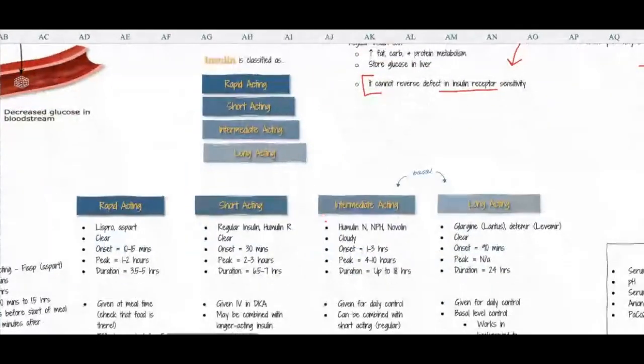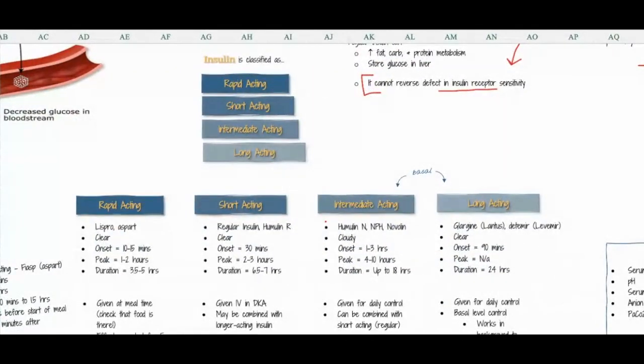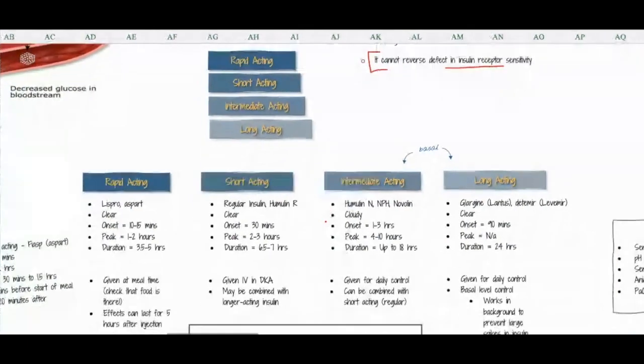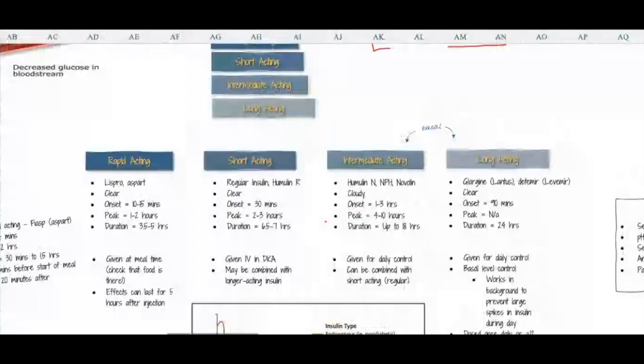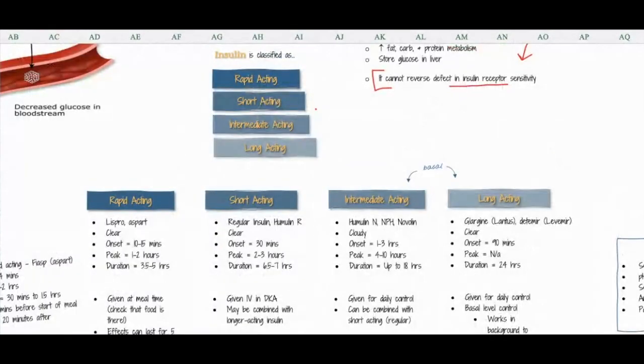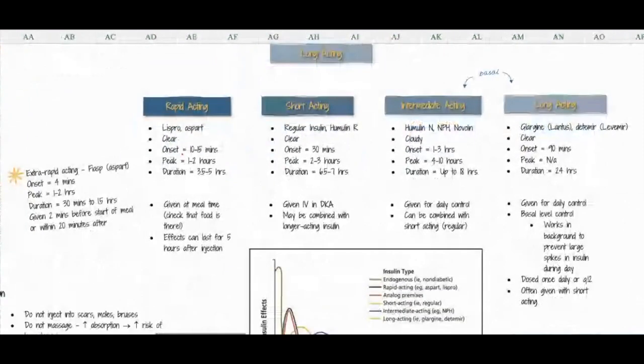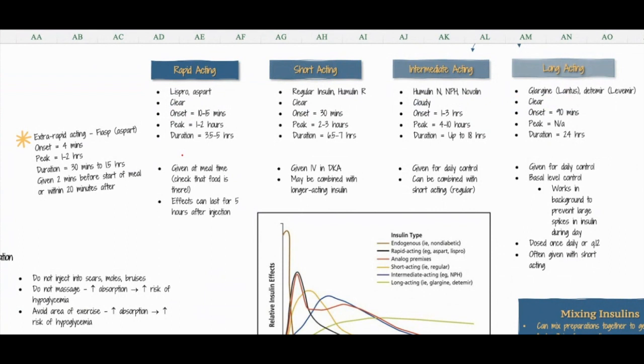So this is super important, obviously. I'm sure you guys know this. Definitely something you have to know for the NCLEX and for work. So you've got these 4 classifications of insulin. You have your rapid acting, short acting, intermediate acting, and long acting. It might seem a bit overwhelming, but you should be able to recognize them on the test.